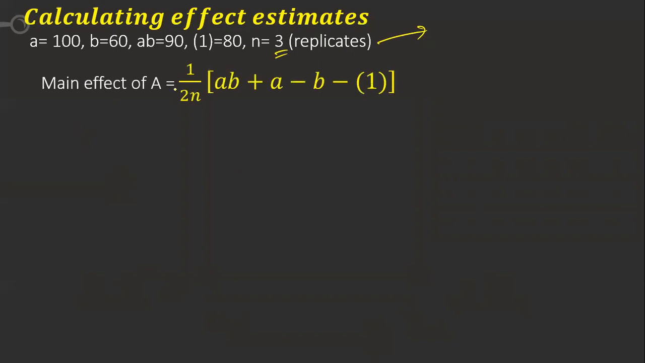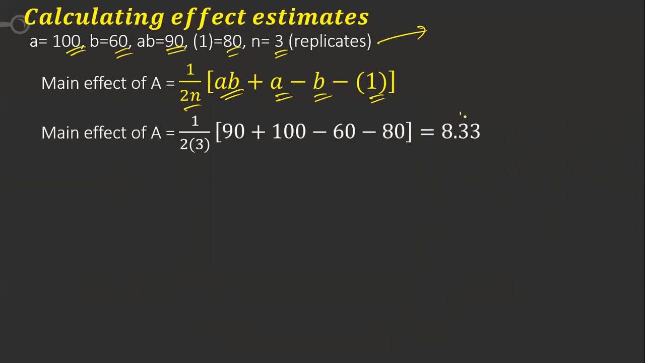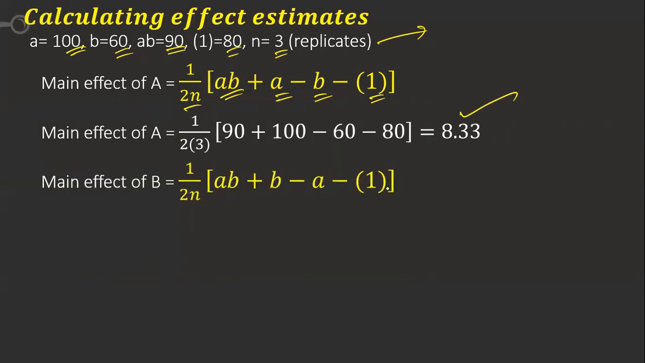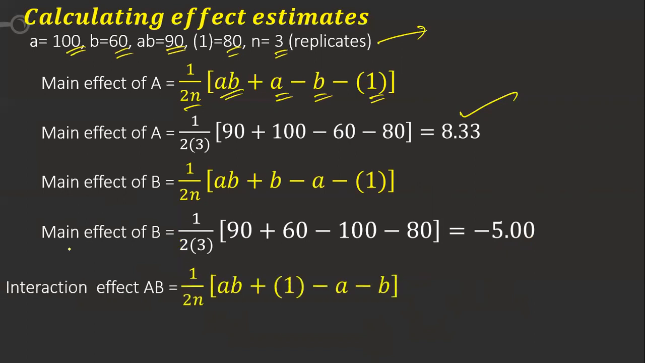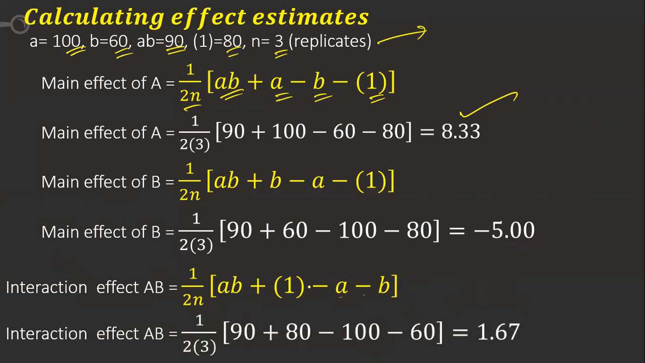It is very easy. See, main effect A is equal to 1 by 2n into AB plus A minus B minus 1. I got the value AB as 90. A is 100. B is 60. And this 1, I'm going to have it as 80. I'm going to substitute this value. Yeah, so I'm going to have this 8.33. Similarly, I am calculating for B. This is the formula. I'm going to substitute the values here. I got it as minus 5.00, right? So then I'm going for the interaction. What is the interaction formula? 1 by 2n into AB plus 1 minus A minus B. From the previous table, I substitute the value, I got this value.